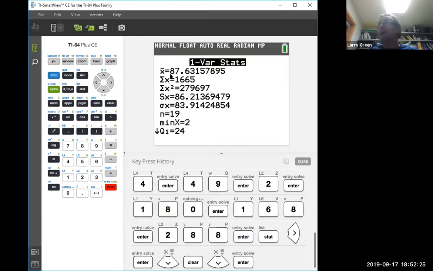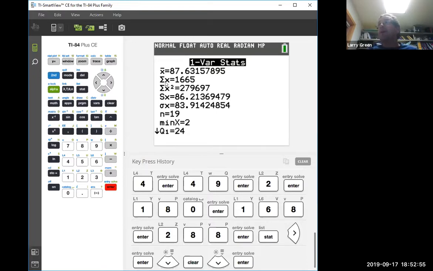So the mean was 87.6 or so. I'm going to round to one decimal place. That's probably enough. Maybe even 88. Let's round to the whole number. It's probably better for this data. So we're looking at a mean, which is an average, of 88. That tells you that the average student took their first class 88 months ago. Any questions on that?